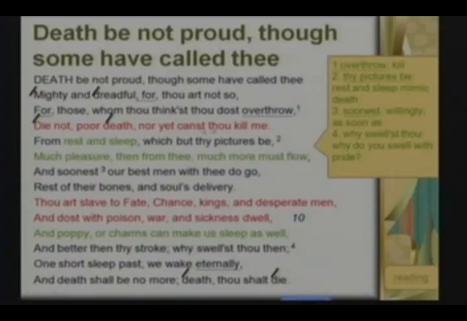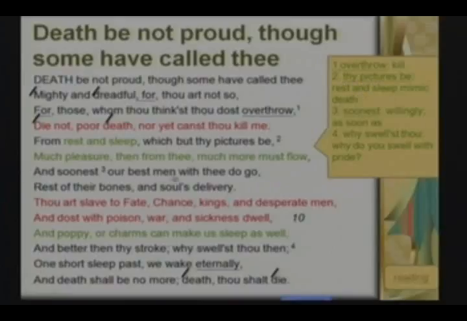Nor yet canst thou kill me. It means that you haven't killed me yet, although someday you will. From rest and sleep, which but thy pictures be. But thy pictures be means they are similar to you. Okay, here, the notes are here.